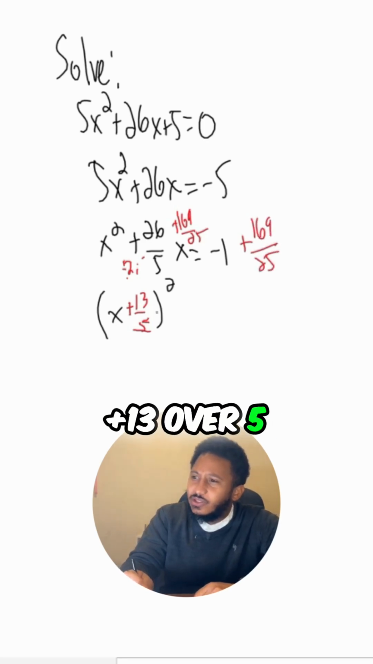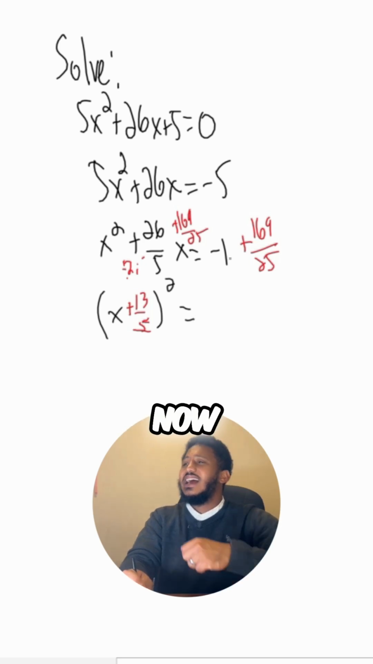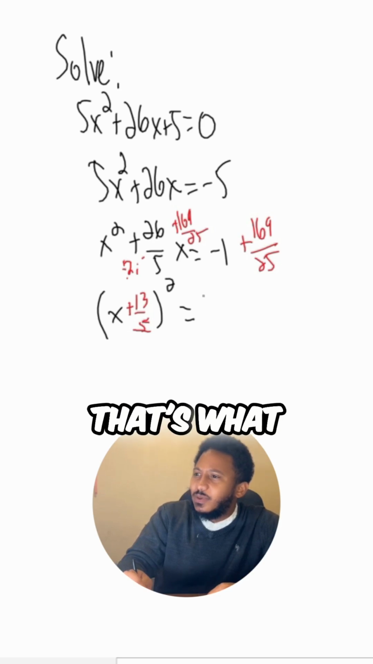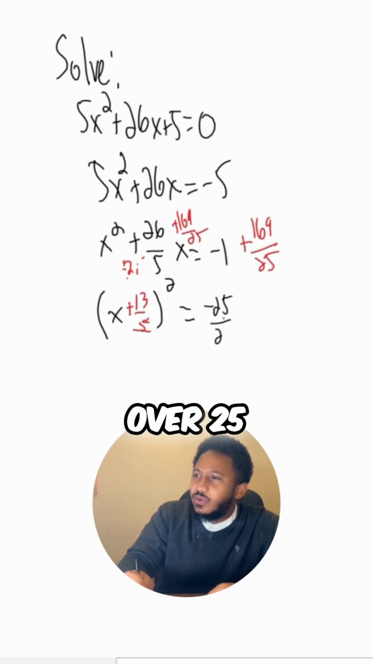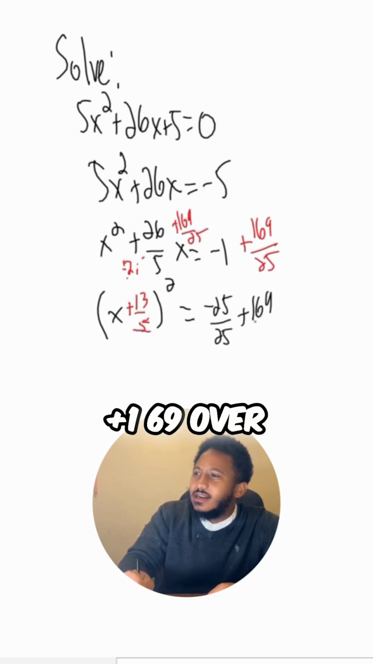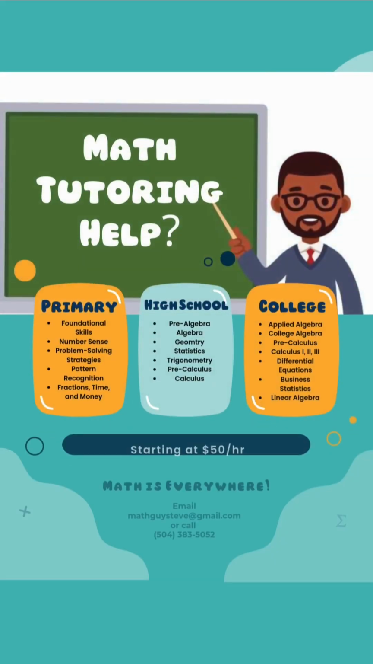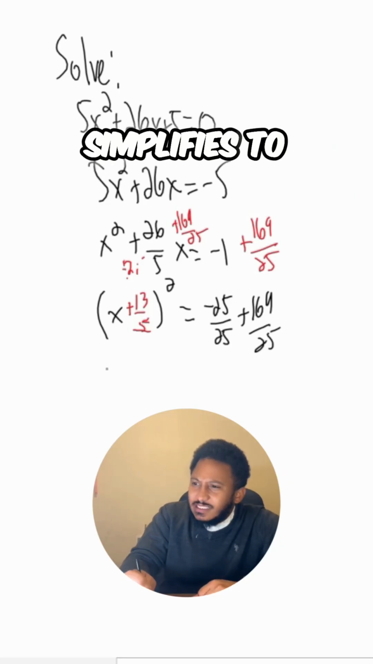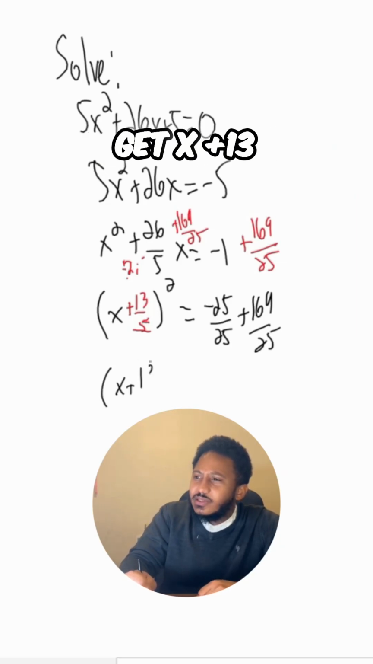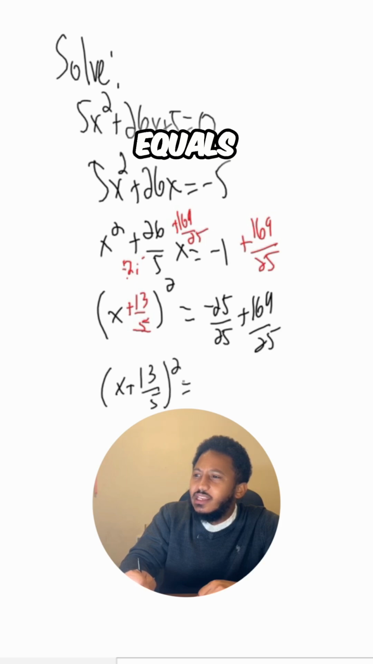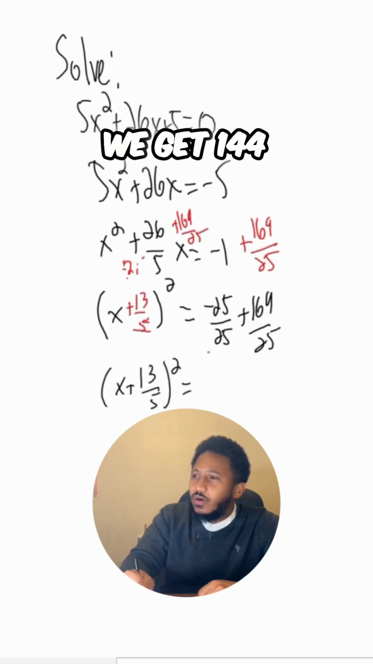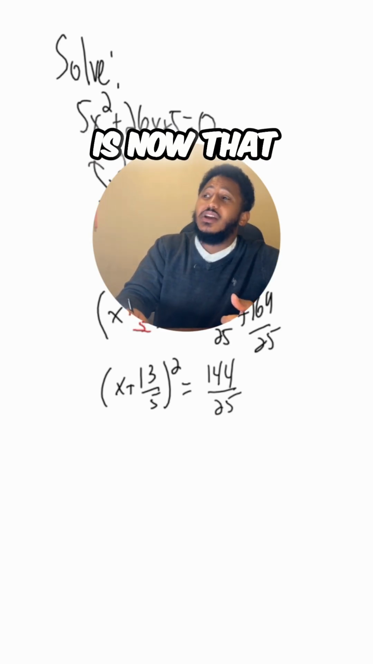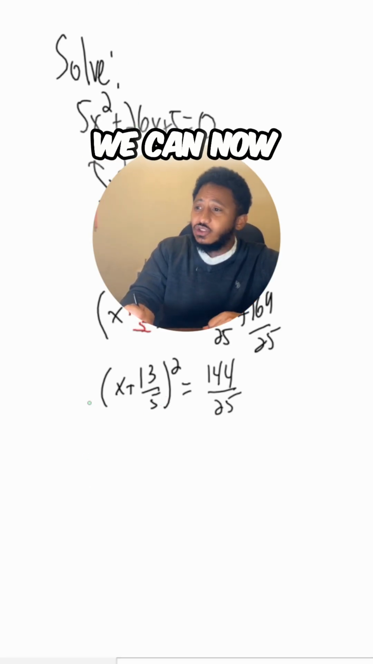I get x plus 13 over 5 squared equals, now we need to add these two numbers. So we'll find a common denominator, right? That's negative 25 over 25 plus 169 over 25. So that simplifies to x plus 13 over 5 squared equals, combining numerators, 144 over 25. All right. Now the whole reason why we do that is that now that we have this something squared, we can square root both sides.